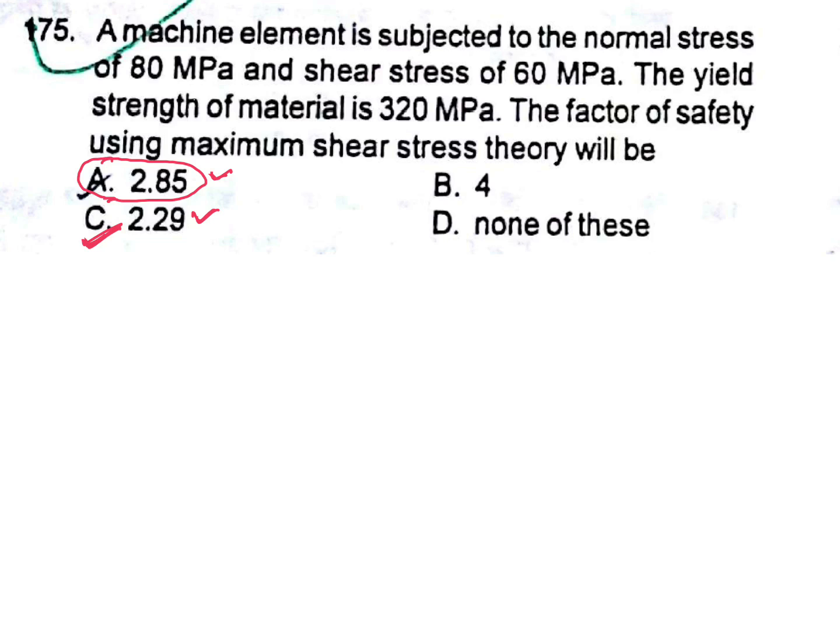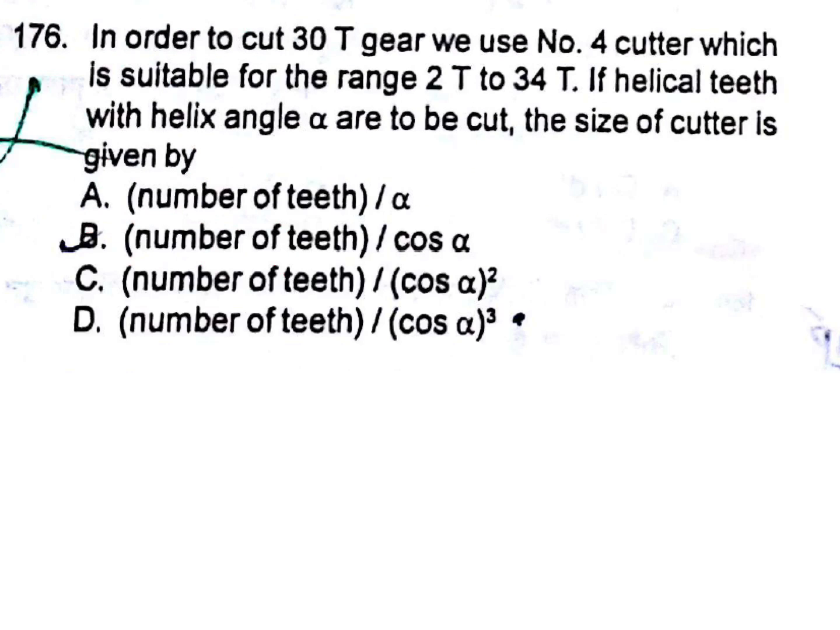In order to cut a 30T gear, we use number 4 cutter, which is suitable for the range of 21T to 34T. If helical teeth with helix angle alpha are to be cut, the size of the cutter is given by, here the answer is D, number of teeth divided by cos alpha cube.